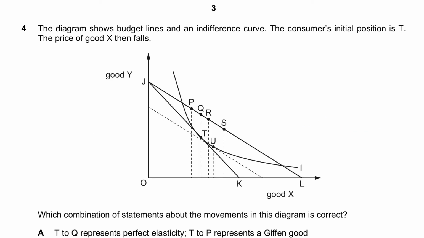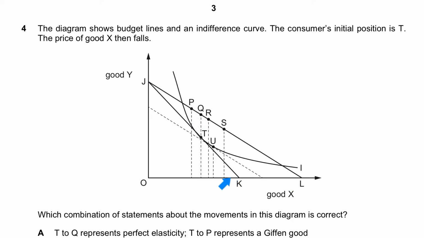The diagram shows budget lines and indifference curve. The consumer's initial position is T, so the consumer right now is at T. The price of good X then falls. So right now you are at T, and if the price of good falls, then you will now be on the new budget line, which is JL.